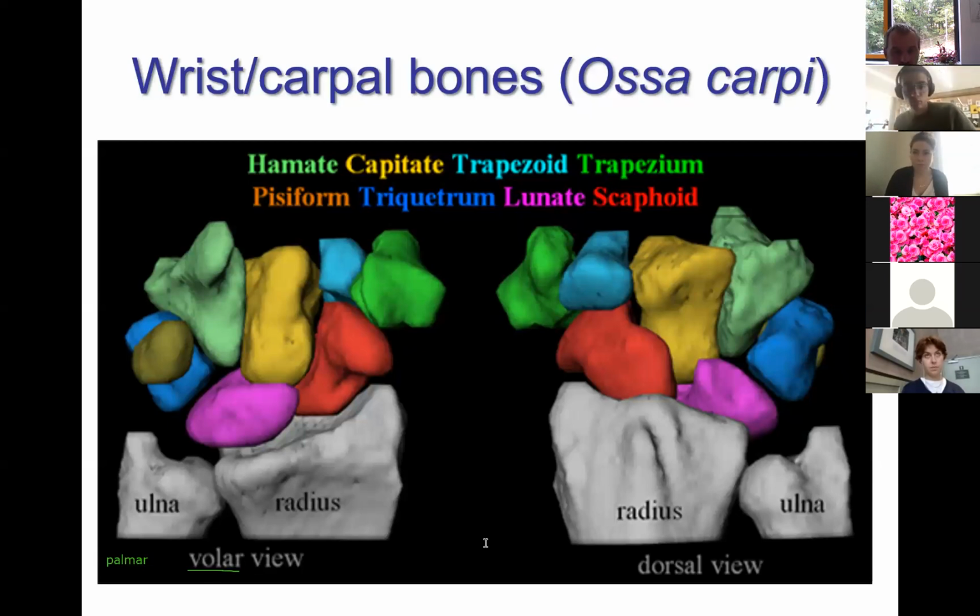Yeah, palmar, volar. So now let's go through the bones. So this is scaphoid, with the tubercle, lunate, triquetrum, and pisiform. As you can see, pisiform is sitting on triquetrum. Yeah, so you can palpate pisiform.